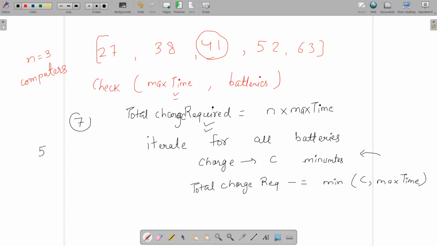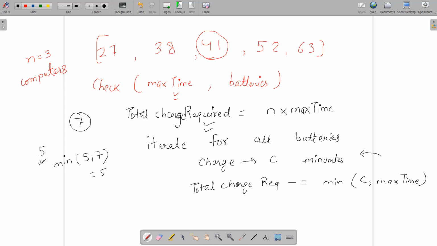Means all the n computers will run for 7 minutes simultaneously. But you can see that this current battery will give us the charge for only 5 minutes. So you cannot use this battery to run for this entire 7 minutes. The only possible case is that you can use this battery for min of 5 comma 7, which is actually 5. You can use this battery for only 5 minutes, because max time is greater than 5.